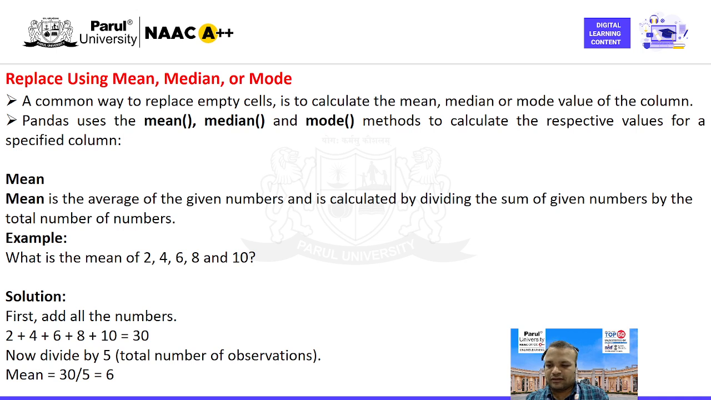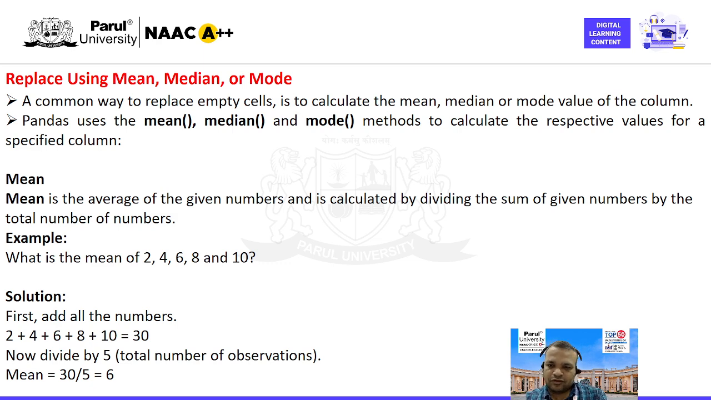Because we already added all these numbers and got 30, and we have five numbers, we divide by 5 and get 6. So 6 is the mean of these numbers, 2, 4, 6, 8, 10. You can say it's the average of the given numbers.